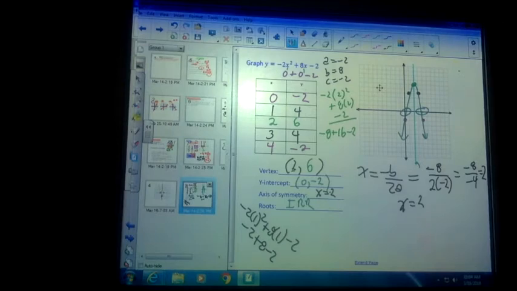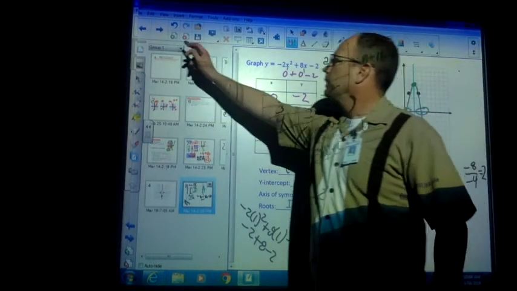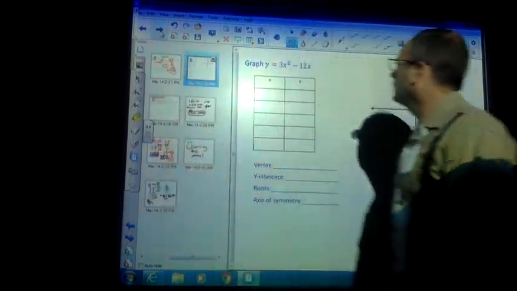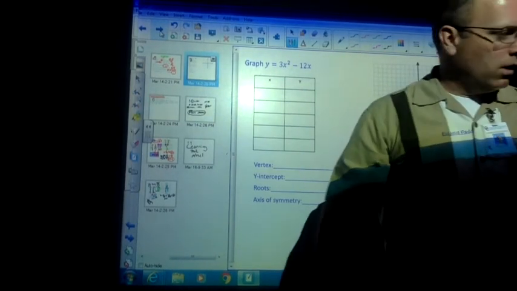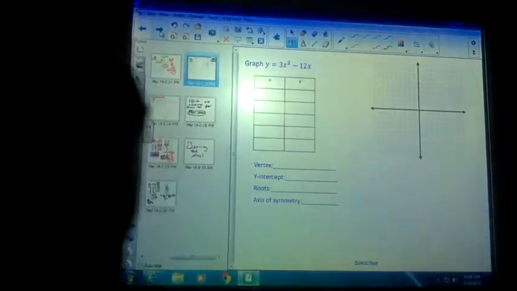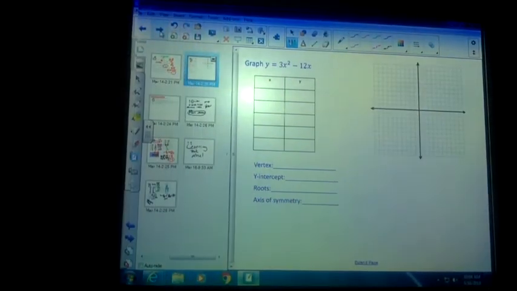Is there a way to do this on the calculator? Oh, yeah, baby. If you have a calculator, you can just put y equals negative 2x squared plus 8x minus 2, right? Yeah, but I don't need technology to think for me all the time. I like to think on my own. I like critical thinking skills, and I know you do too.